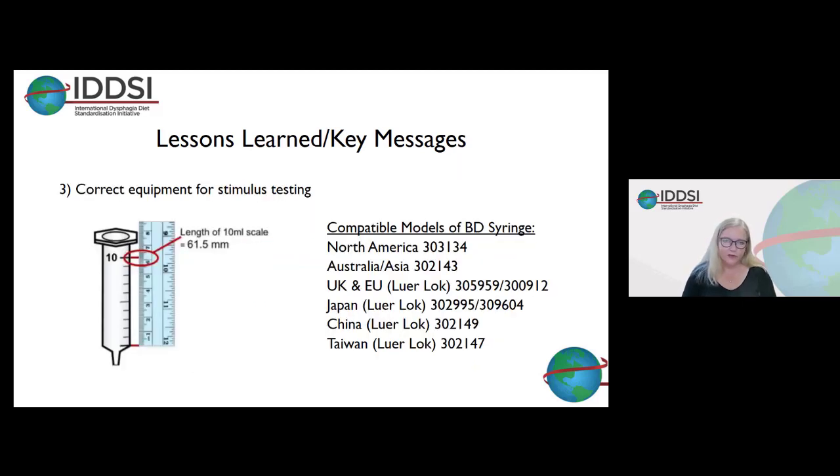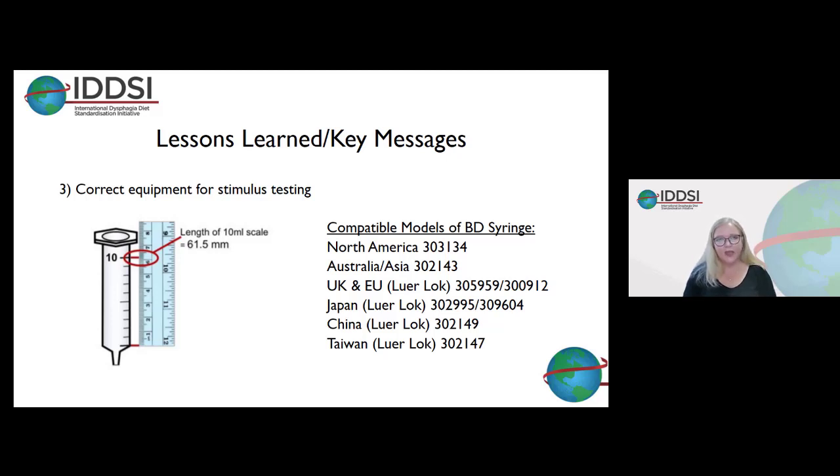So this leads very naturally into a third key message, and this is a topic that has been moving since the original release of the framework in 2016, 2017. At that time, we released the first instructions regarding the IDDSI flow test. And you will recall that we originally specified use of a standard 10 milliliter slip tip syringe. And we also identified that there were luer lock syringes that might behave the same way as the slip tip syringe.